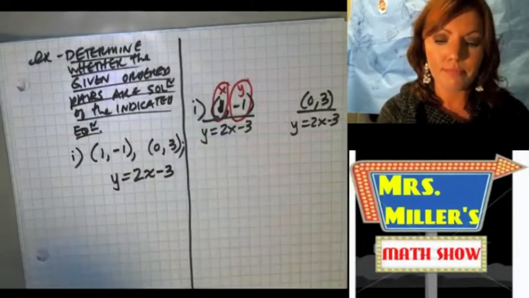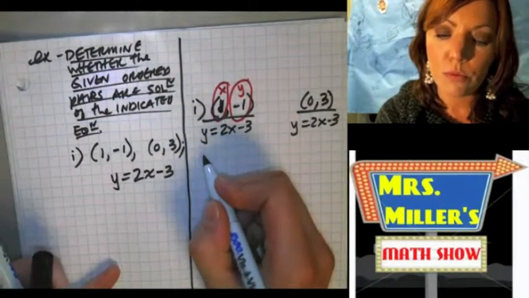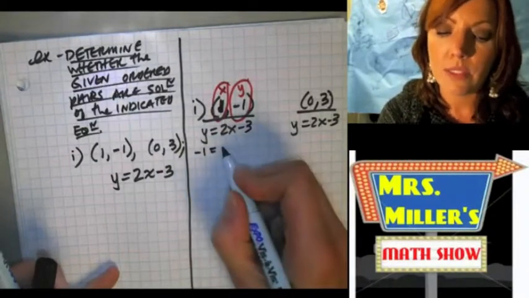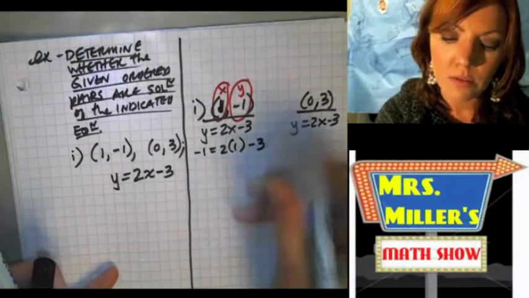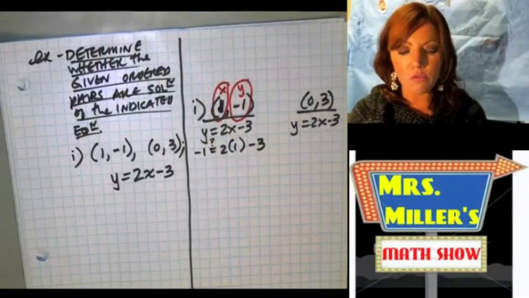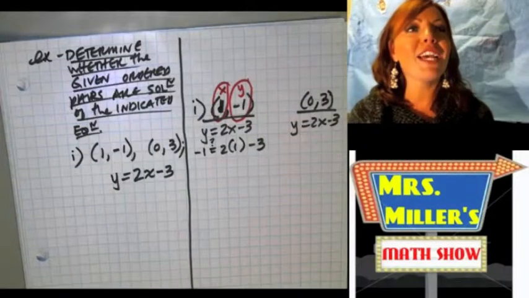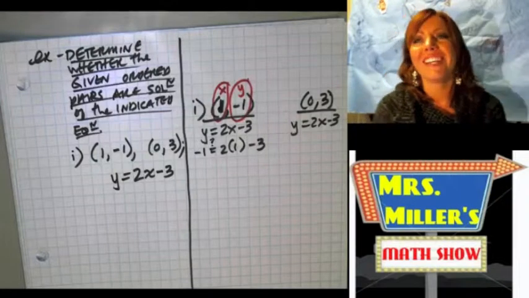Cole? Okay, so on the left side, you're going to put in your -1 for y, and 1 for x, so -1 equals 2 times 1 minus 3. Good. And I'm going to put a question mark above that. Everybody give Cole a round of applause.